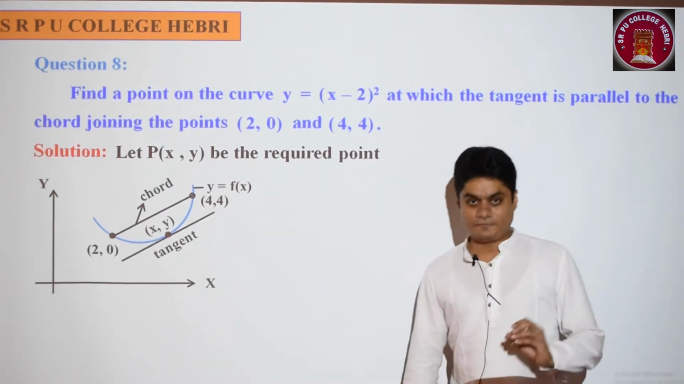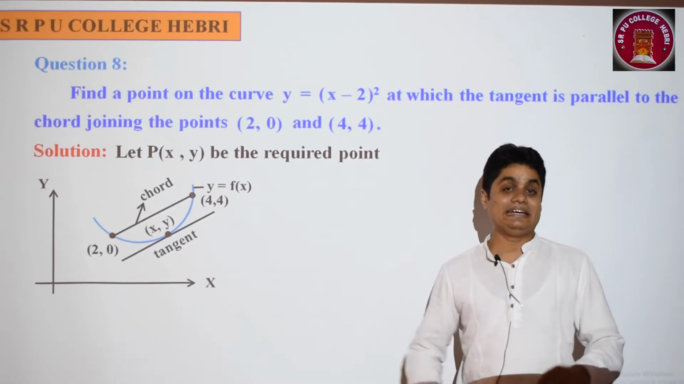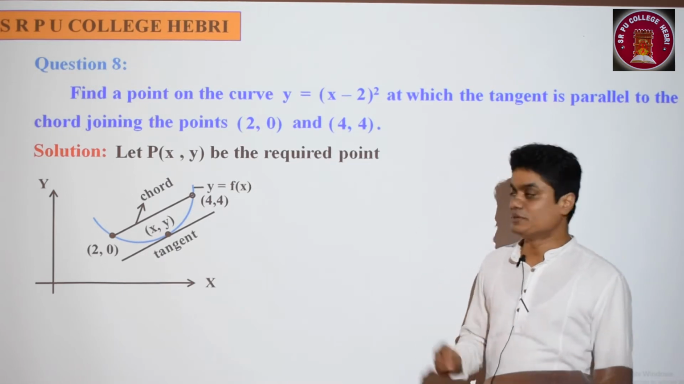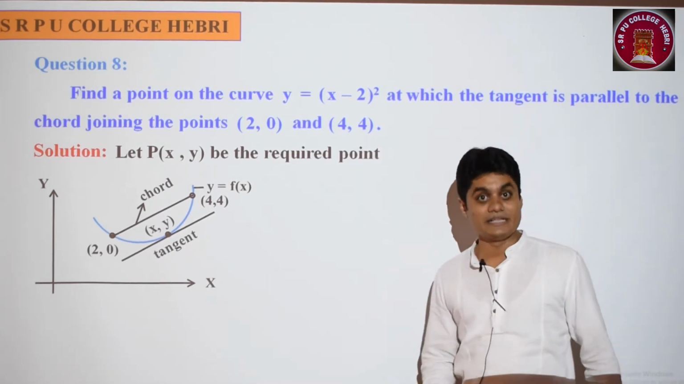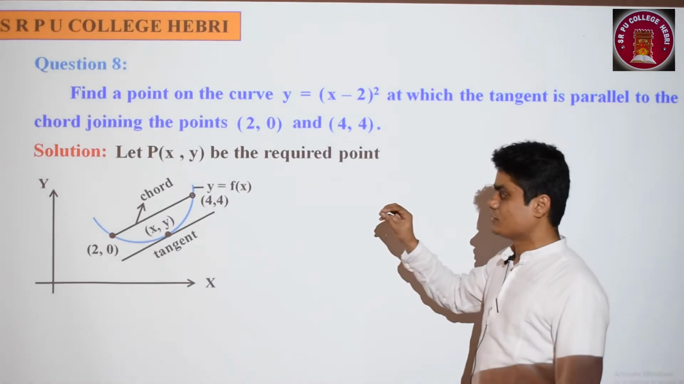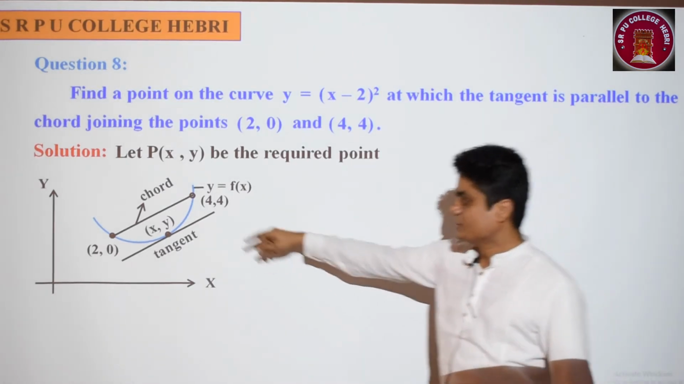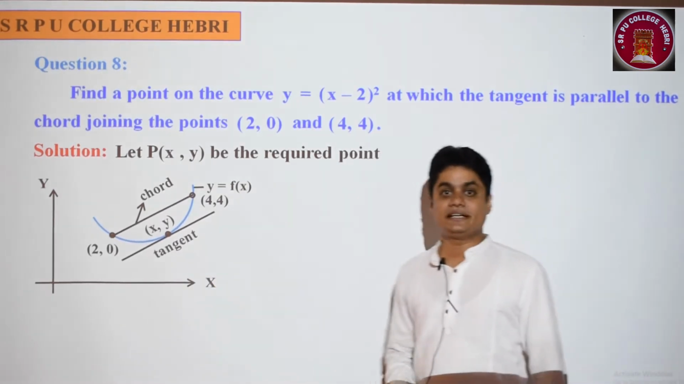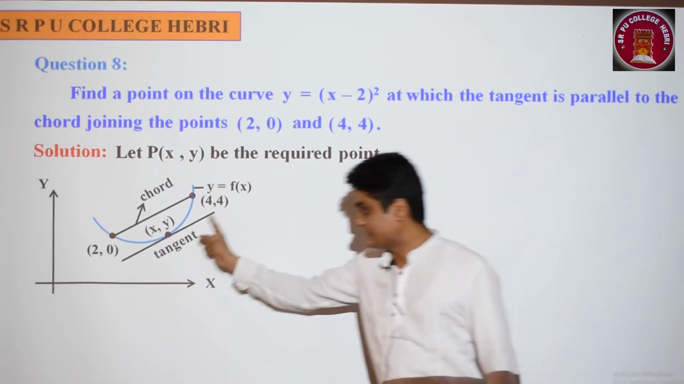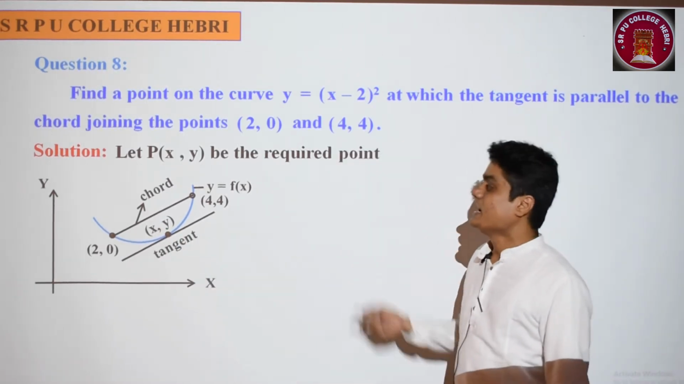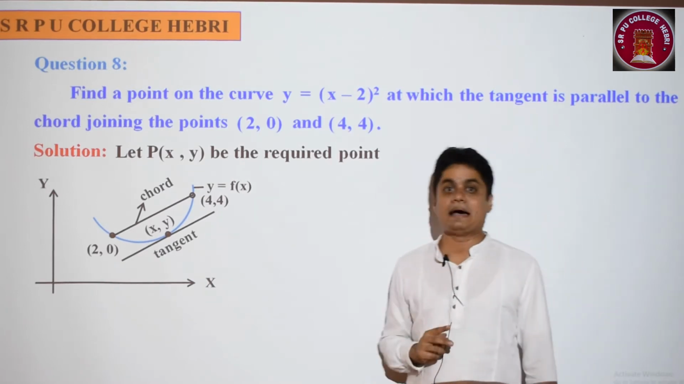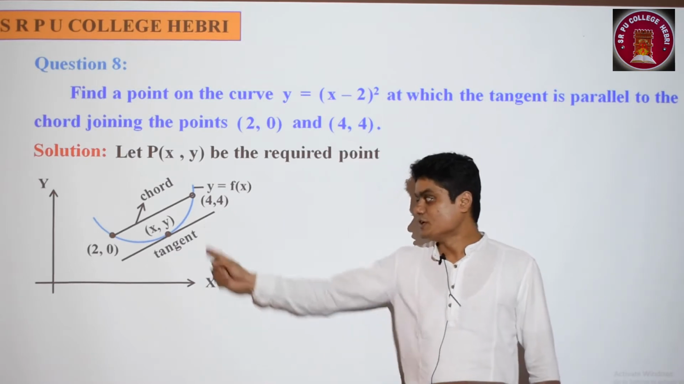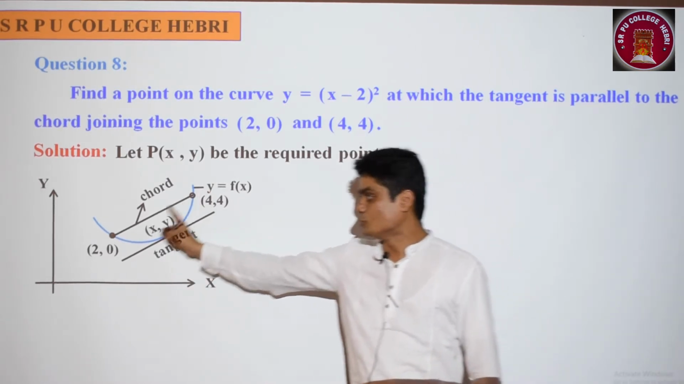First you should write a condition in terms of dy by dx and equate it with some number, so that we can find the point on the curve using derivatives. How to use this condition? What does dy by dx represent? The slope of the tangent at the point (x, y). And because when two lines are parallel, slopes are equal, the slope of this tangent is equal to the slope of this chord.